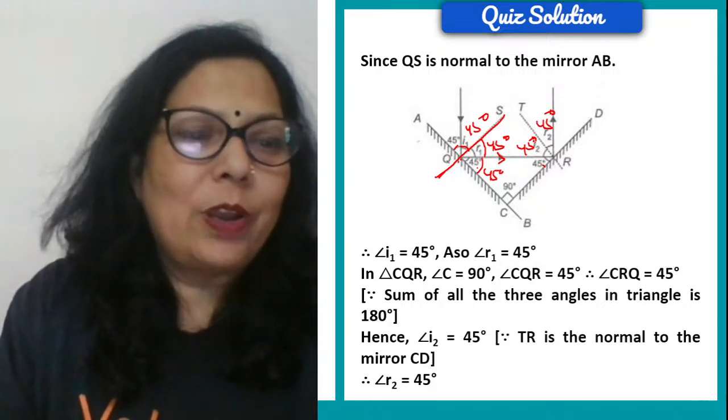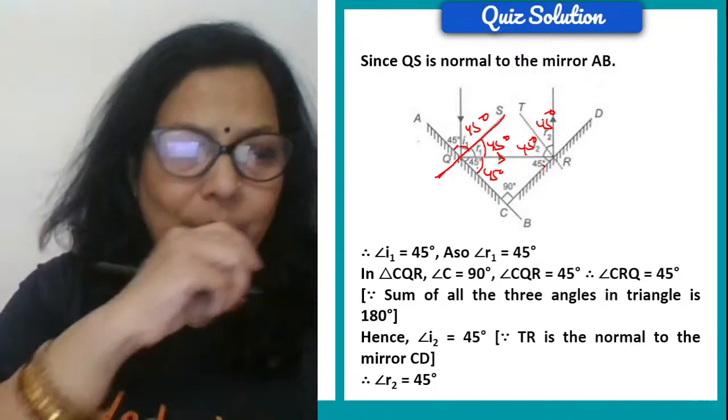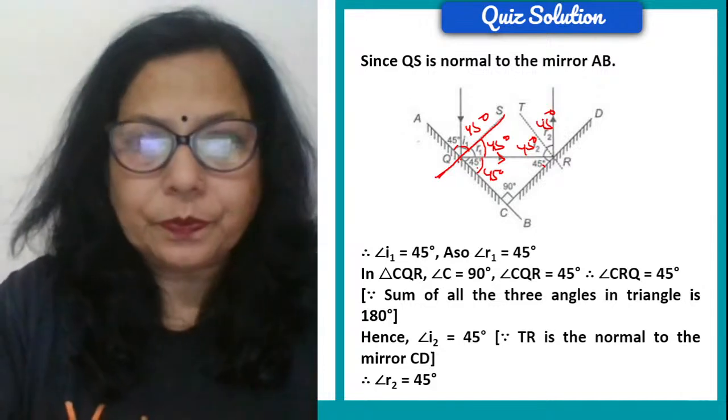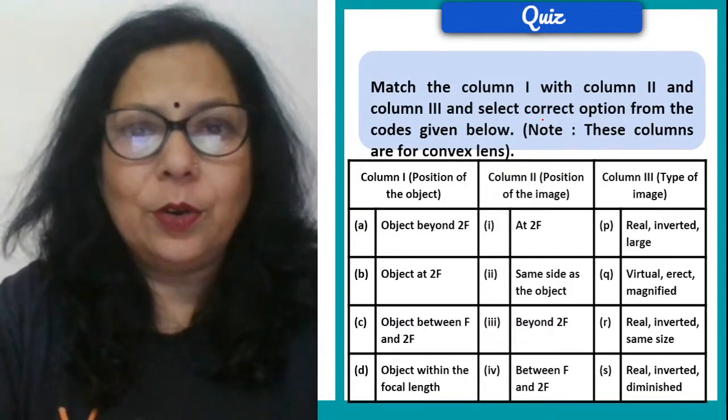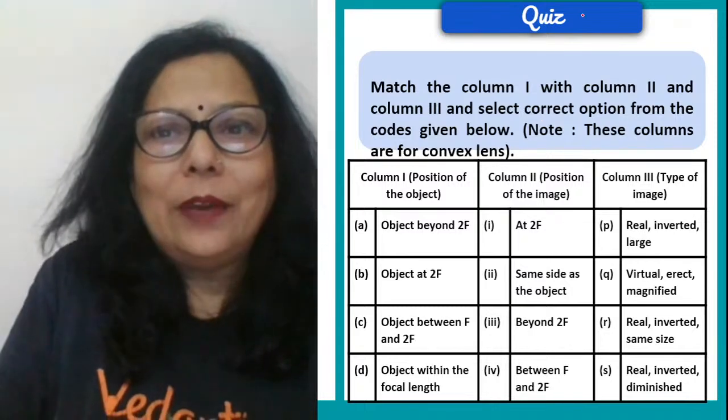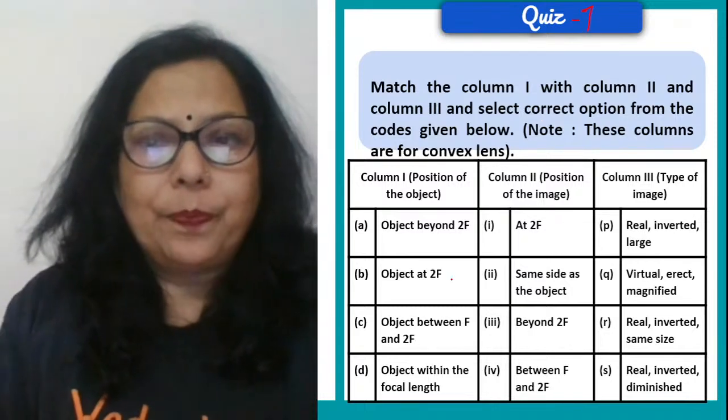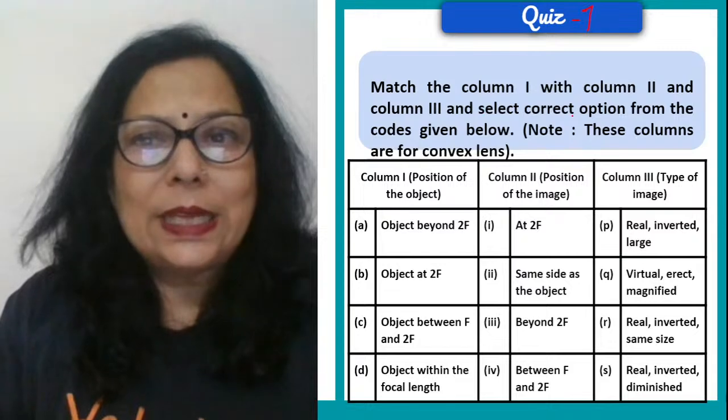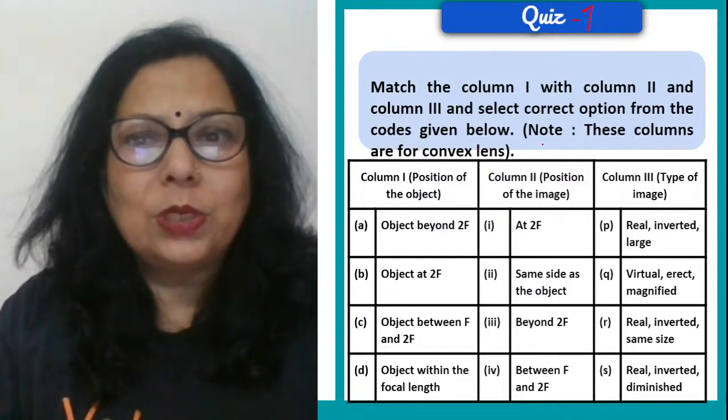What is the angle left over here? 45. So the angle of reflection will also be 45. Very good, all of you. Now match column 1 with column 2. Take your time.